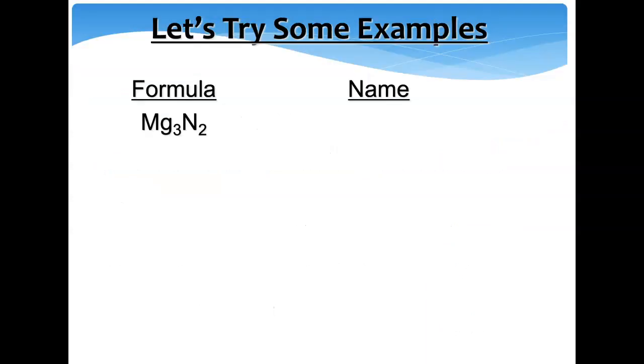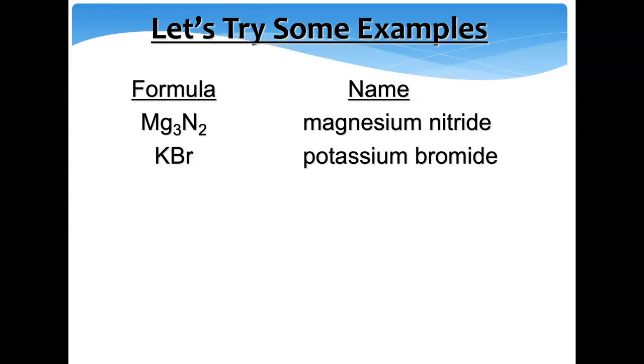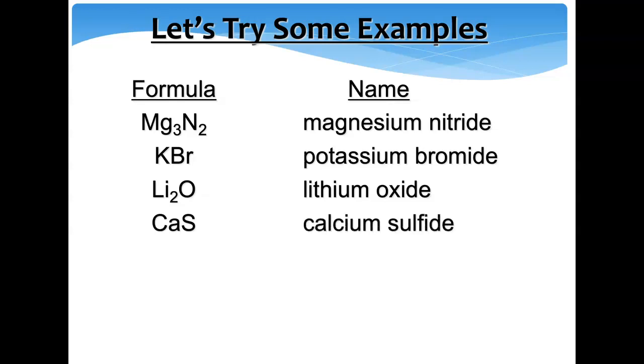All right, so let's try some examples. What would you say the name for Mg3N2 is? Hopefully you said magnesium nitride, and you're exactly right. How about this one? Notice the metal is always written first. If you said potassium bromide, you are exactly correct. How about this one? If you said lithium oxide, again, you are correct. Calcium sulfide, exactly. Now, could you write the formula for calcium fluoride?